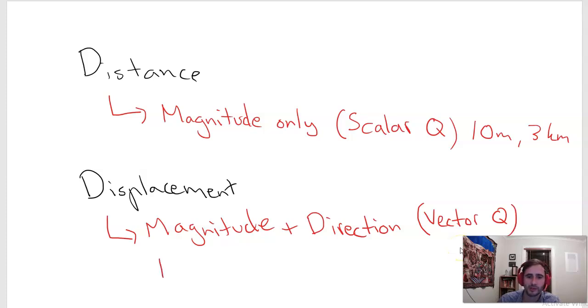So for example, we could say 10 meters north. Okay, or 3 kilometers up. So how far did the rocket go? 3 kilometers up. That sort of thing. So there's a few things that we can do with distance and displacement, and I'll show you by way of an example.